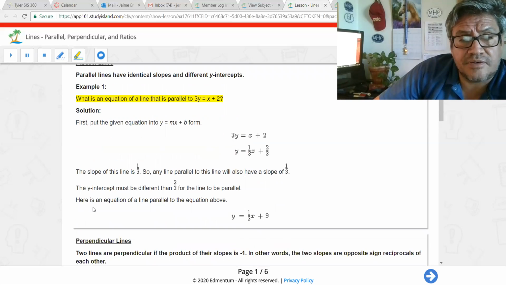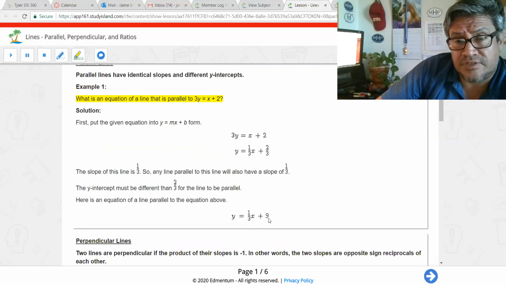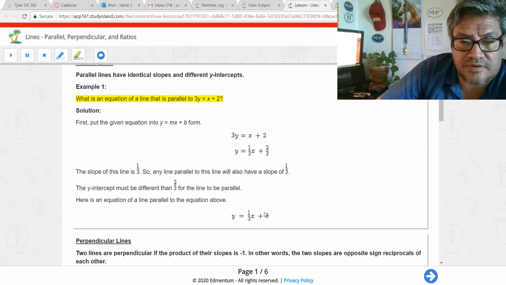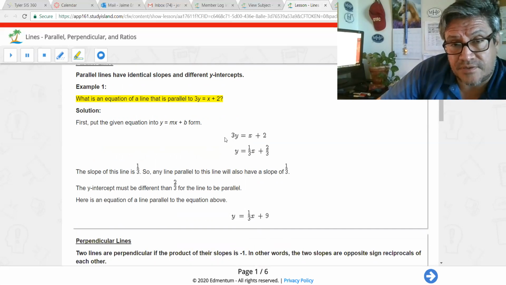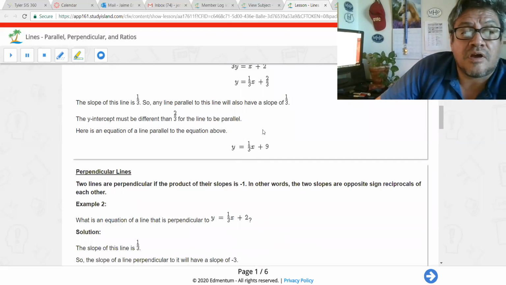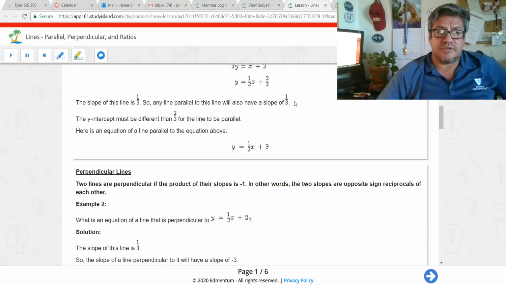At that point, here's an equation of a line parallel to the equation above: y equals 1/3 x plus 9. This value could change, but this is the correct format for making an equation parallel to the equation on top. Moving on, let's go to perpendicular lines.